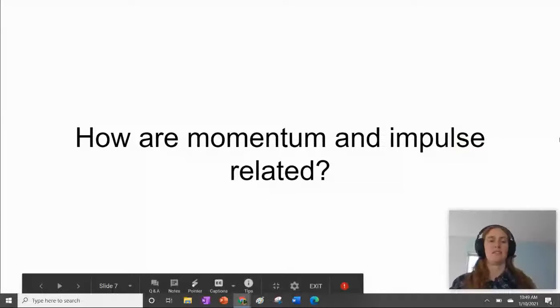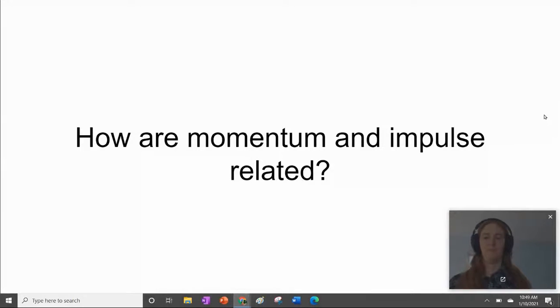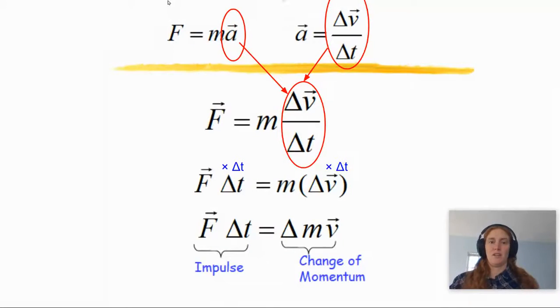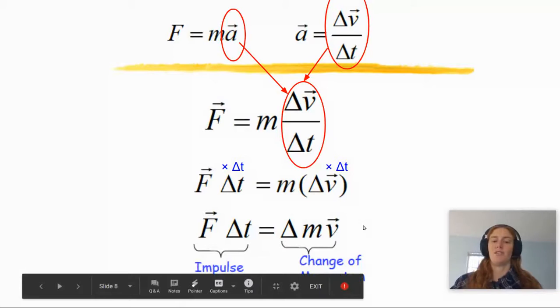So my question then is, how are momentum and impulse related to each other? I'm going to start here at the top. F equals ma. We are familiar with that. We also know acceleration is equal to your change in velocity over your change in time. So if we combine these two equations together, we have F equals ma, but instead of the a, I'm going to use the change in velocity over change in time. In this step, I just move time to the other side by multiplying by your change in time on both sides. And I get my impulse is equal to my change in momentum.